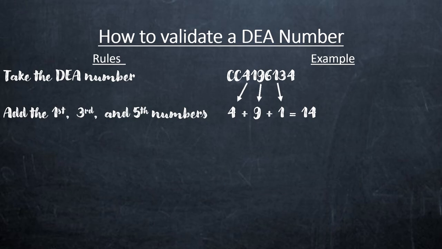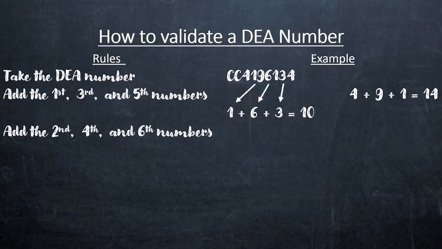So now that we have confirmed the letters of the DEA number, we need to start on the actual numbers. The first step is you take the numbers and you add the first, third, and fifth numbers. In this example, we'll take our DEA number of CC4196134 and we'll add the 4, the 9, and the 1, which is our first, third, and fifth number, to get the number 14. And remember this number 14 for later on because we're going to use it.